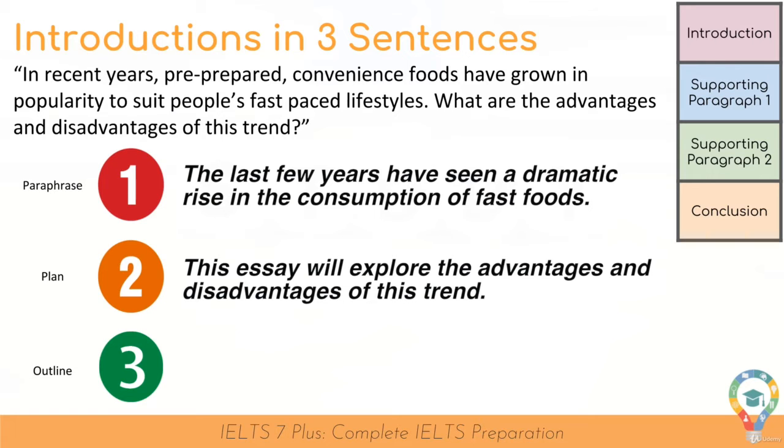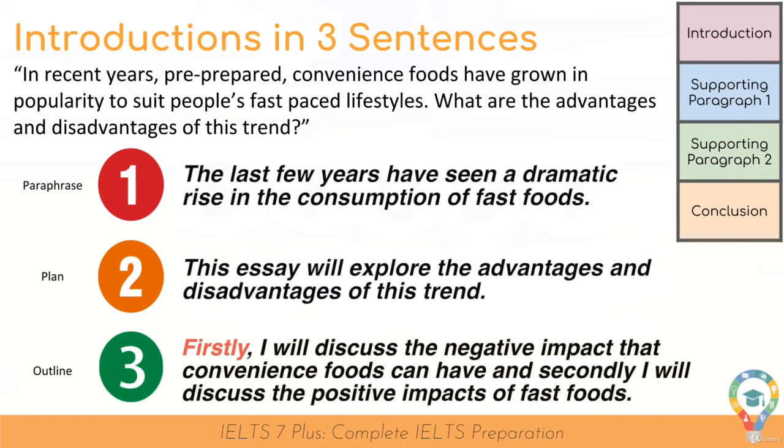And here is sentence 3. Firstly, I will discuss the negative impact that convenience foods can have. And secondly, I will discuss the positive impacts of fast foods. Quite straightforward, and I've also used synonyms to not repeat myself too often. And as well, notice that I've used those 2 time connectives, firstly and secondly.